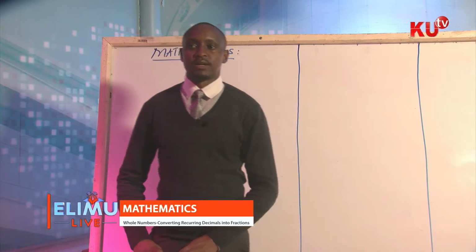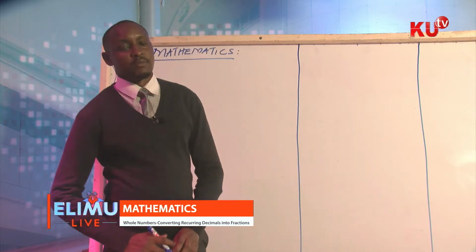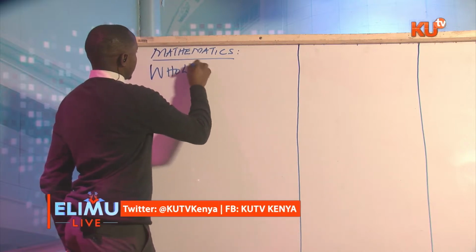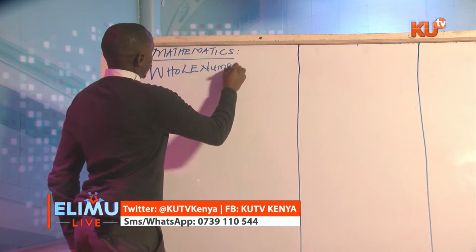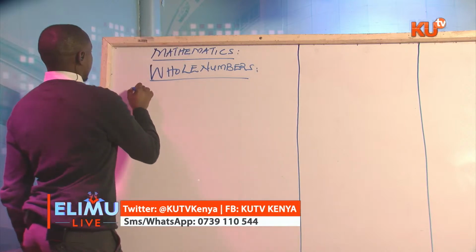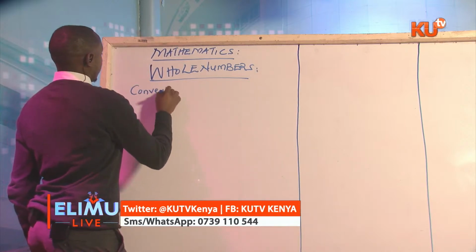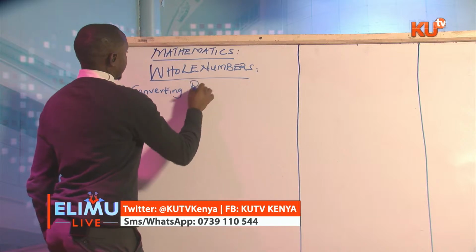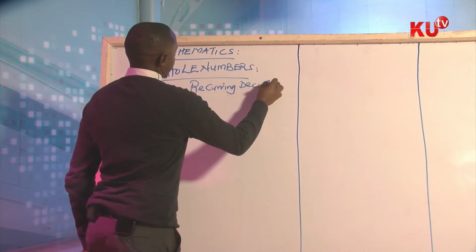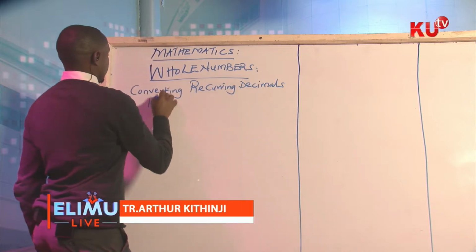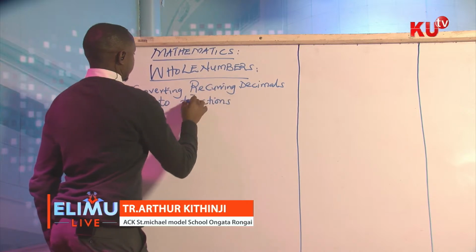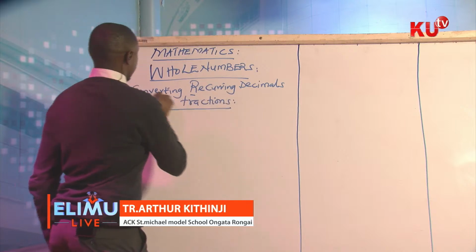Today I'll be tackling mathematics grade 8 and I'll be dealing with whole numbers. My topic is whole numbers. Under whole numbers, we are going to look at converting recurring decimals into fractions. Recurring decimals into fractions.